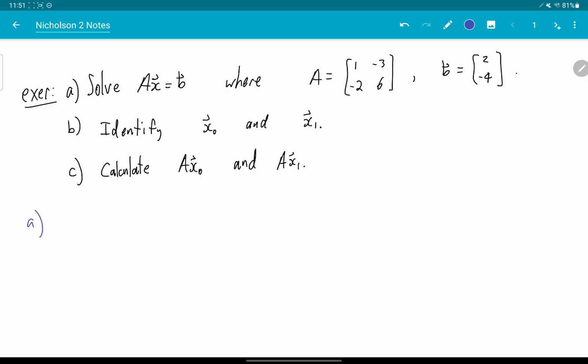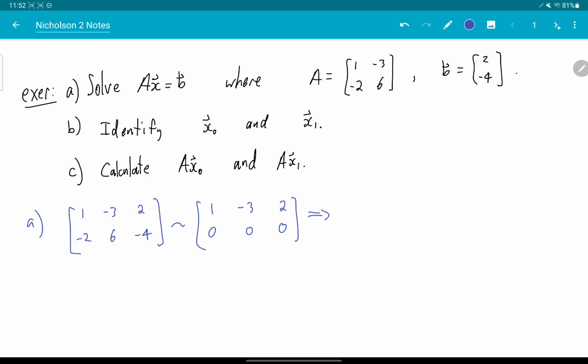Okay. So solve Ax equals b. So I put this into an augmented matrix as I normally would. So again, you can put a line here. You can not put a line there. It's up to you. So this is just a one-step reduction. A little bit strange, but that's it.